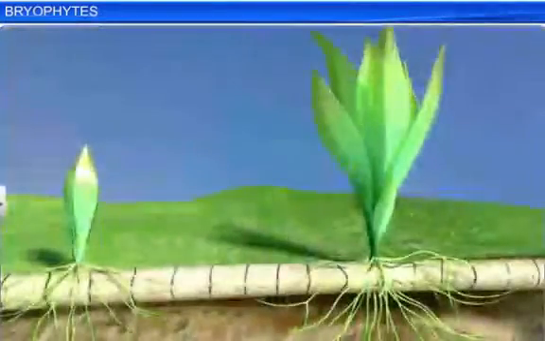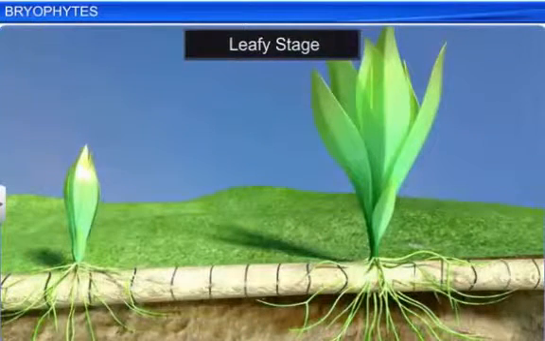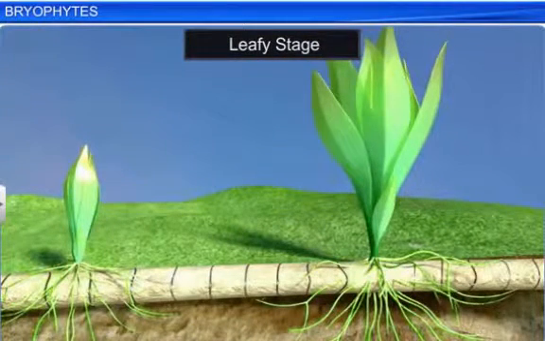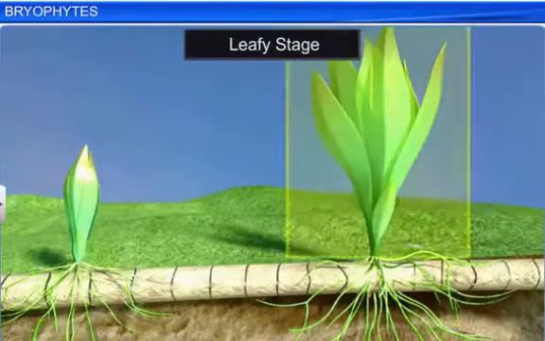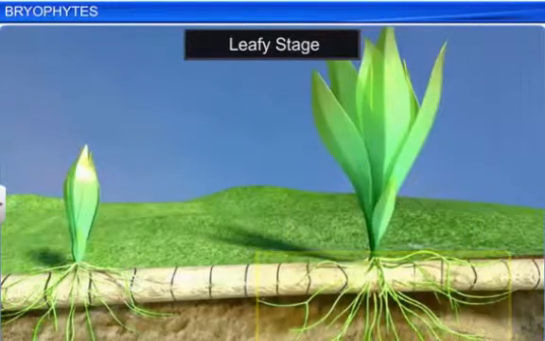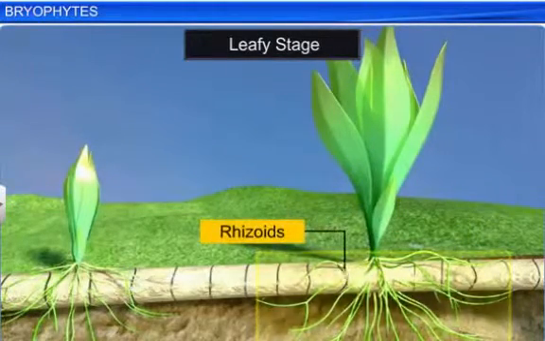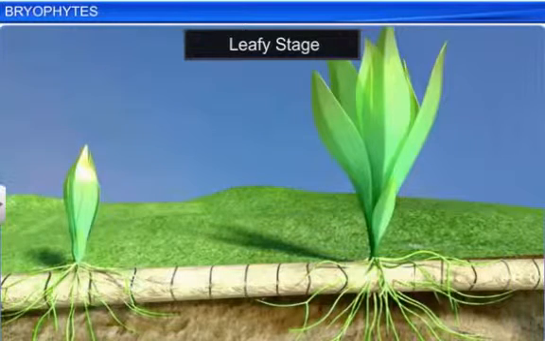The second stage is the leafy stage, where the primary protonema develops into the secondary protonema as a lateral bud. The buds consist of upright, slender axes that bear spirally arranged leaves attached to the soil through branched rhizoids. The sexual organs develop during the leafy stage.